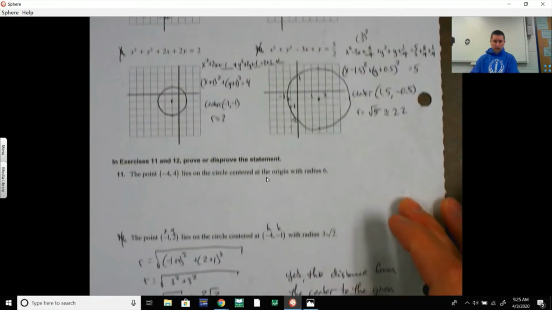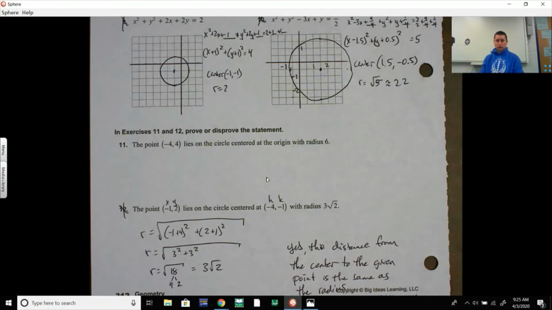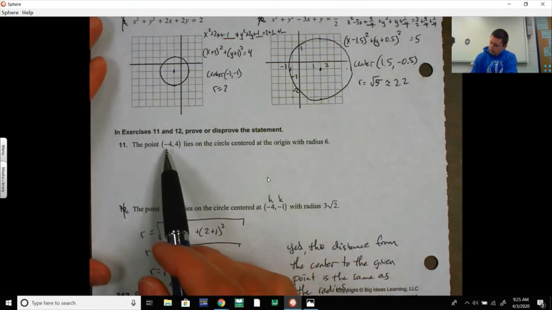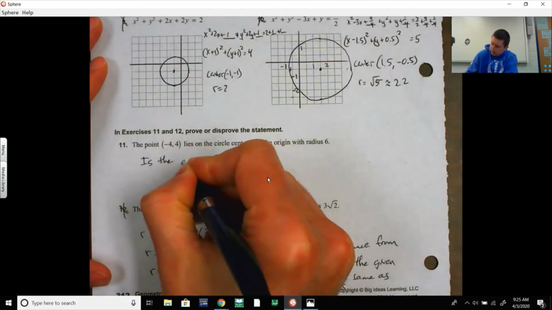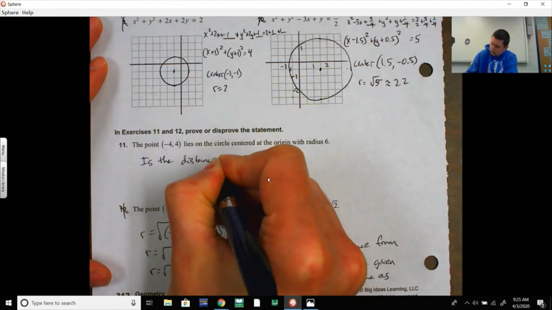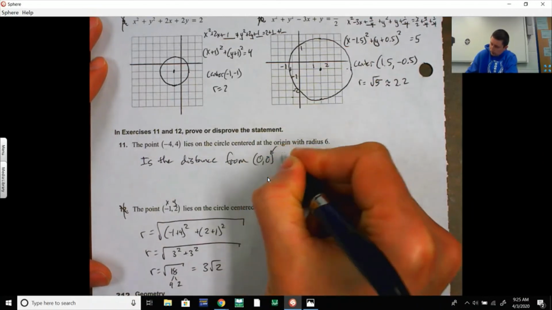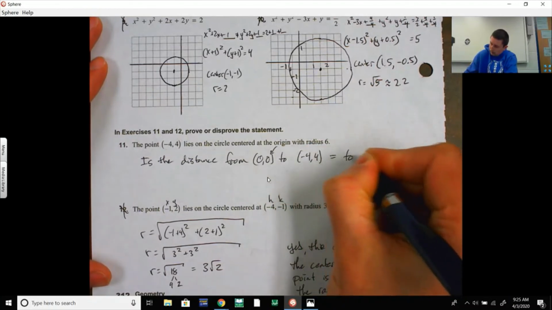Okay, the last type of question is they're going to give you a point with a radius. They're asking, does this point lie on a circle with a radius of 6? Okay, and it is centered at the origin. That's the type of questions you're going to have. So does this point lie on the circle? So is the distance from 0, 0, which is the origin, to negative 4, 4 equal to 6?